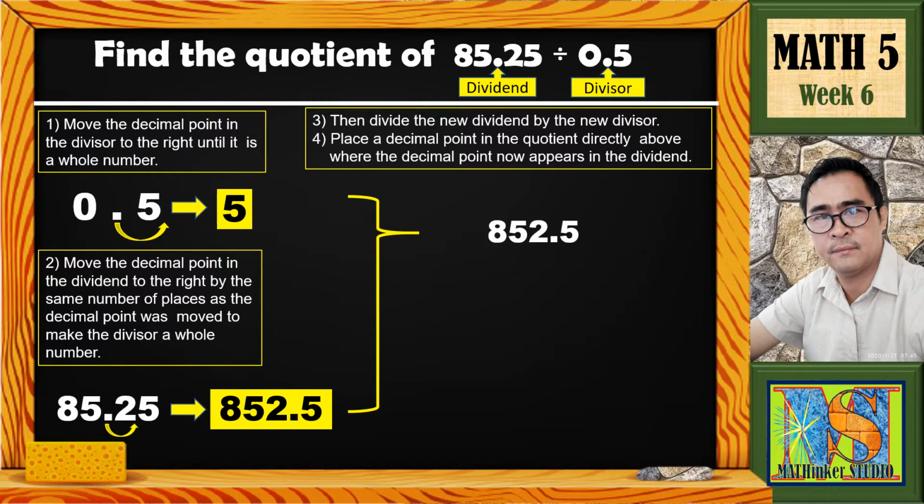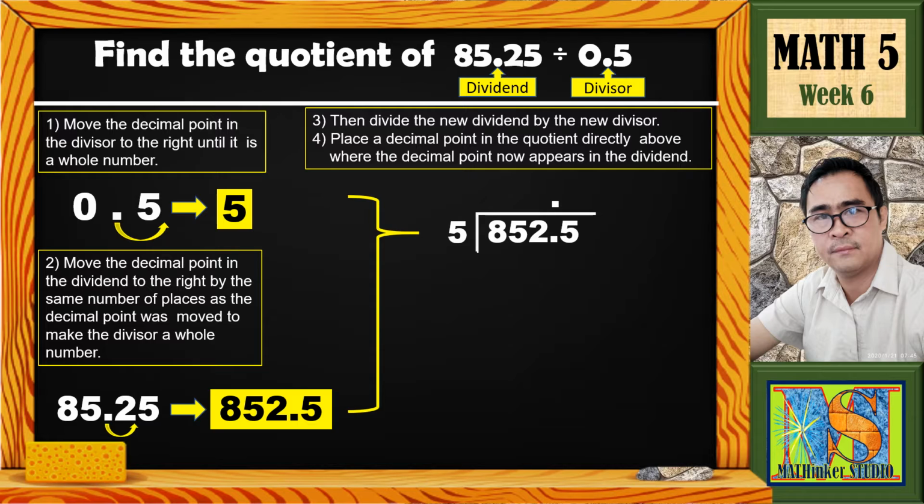At ang ating pangatlong step, divide the new dividend by the new divisor. Let us divide 852.5 divided by 5. Then place a decimal point in the quotient directly above where the decimal point appears in the dividend. So, yung decimal point natin ay nakatapat doon mismo sa decimal point ng ating dividend. At tayo ngayon ay mag-divide.